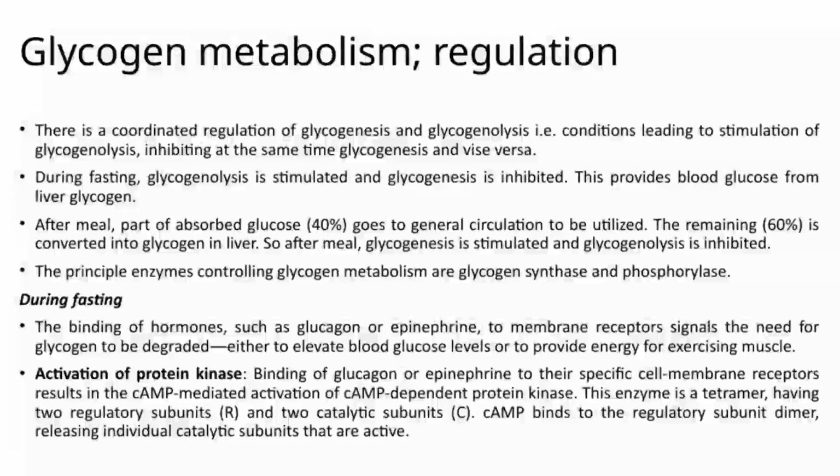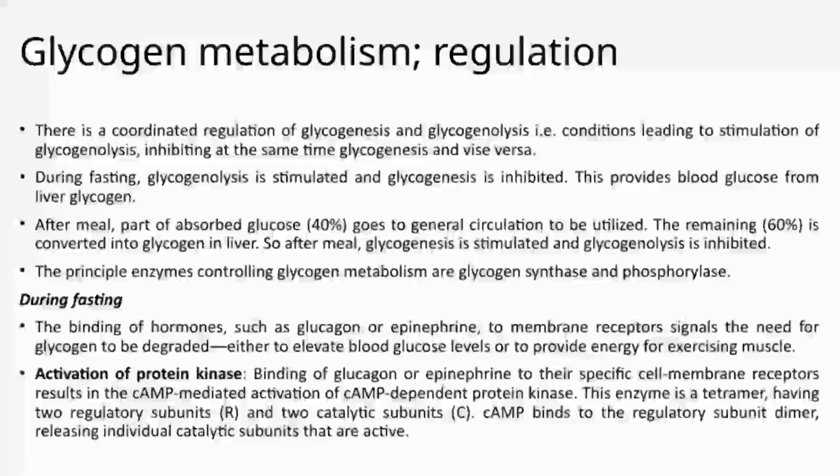It's important to understand that glycogenesis and glycogenolysis are tightly coordinated processes. When one is stimulated, the other is simultaneously inhibited. This regulation ensures that the body maintains proper blood glucose levels, depending on the metabolic state. During fasting, for example, glycogenolysis is stimulated to break down stored glycogen and release glucose into the blood, providing energy and maintaining blood sugar levels. At the same time, glycogenesis, or glycogen synthesis, is inhibited to prevent unnecessary storage.